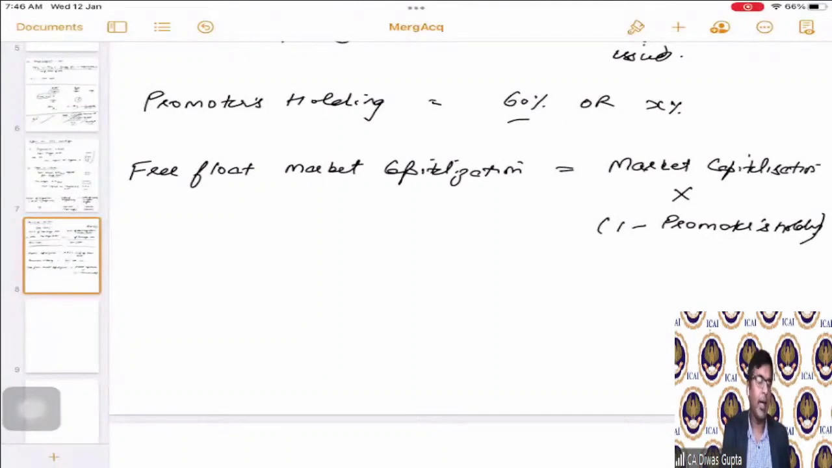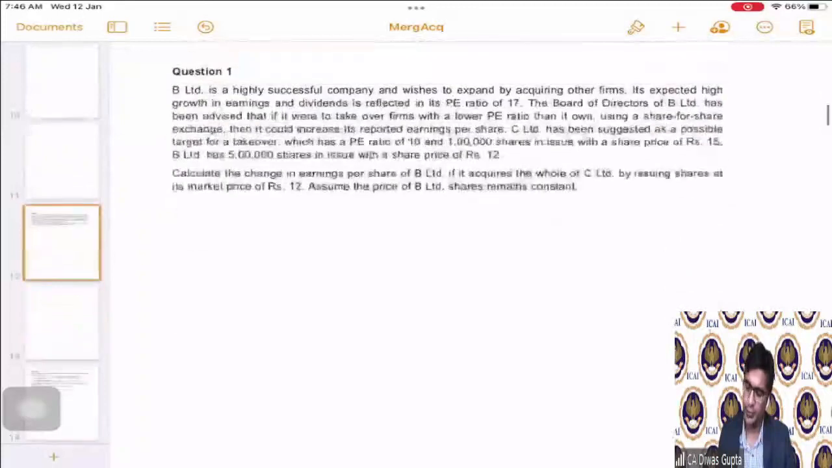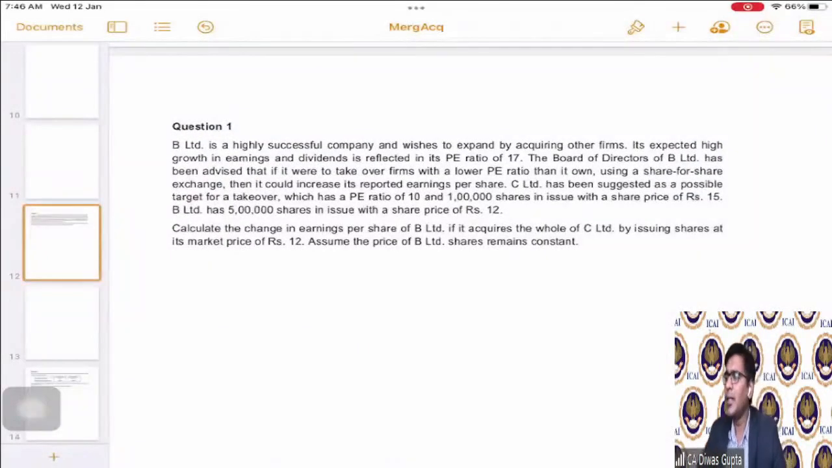I hope I have covered substantially the concept building or the formula related part. Now let us go to question number 1 to apply these formulas. Sairam is asking, sir, how is the market value of a share decided, through the same company or through BSE or NSE?